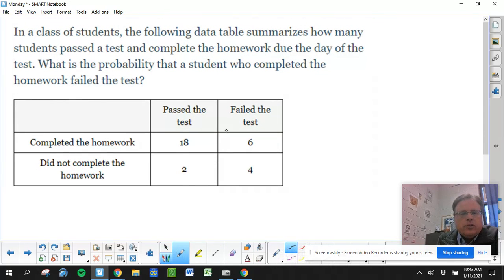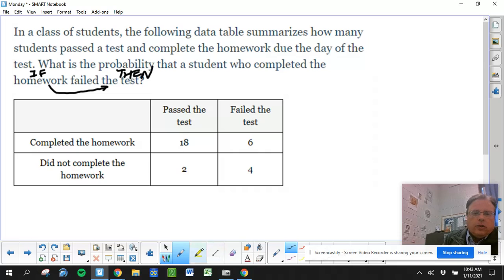Got another class of students. The following table summarizes how many students passed a test, so they either passed it or failed it, and completed the homework due the day before. Completed homework, did not complete homework. What is the probability that a student who completed the homework failed the test? Oh my goodness. So it's like we're saying, if you did your homework, what is the probability that you failed the test? So if and then.